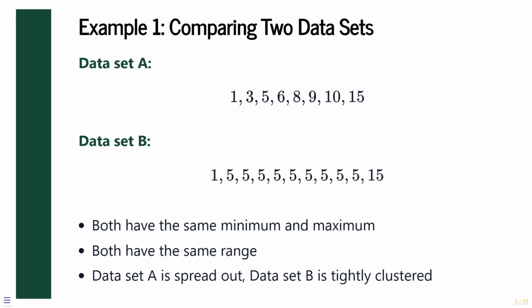Example 1 compares two datasets with identical minimums and maximums. Both have the same range, but their variability is very different. In dataset A, values are spread throughout the interval. In dataset B, most values cluster tightly around 5. The range fails to capture this difference. This motivates more robust measures of spread.